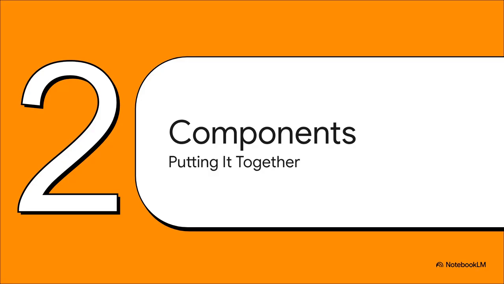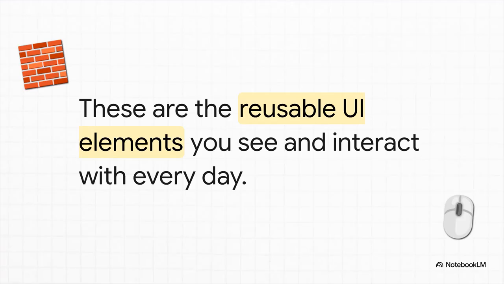Okay, so you've got your foundational rules down. Now what? Well, now you use them to actually build stuff. And that brings us to our next layer, components. Components are the actual things you see and touch in an app, right? The stuff you click on, tap, and type into. And they're built directly from the foundations we just covered.